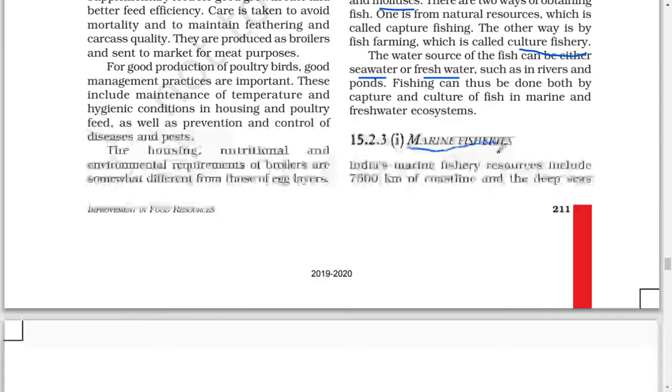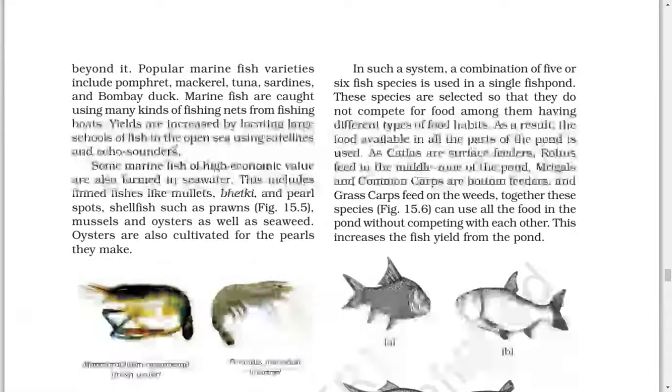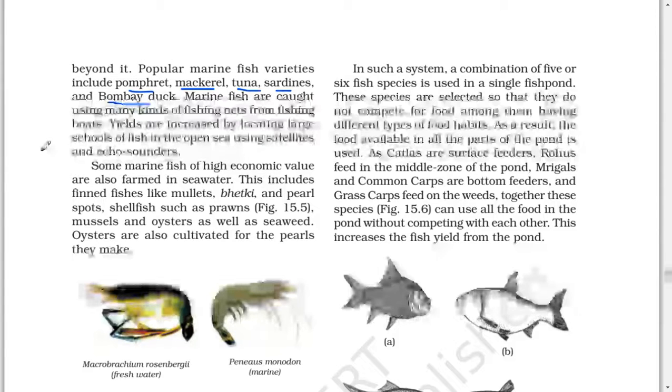Marine fisheries. India's marine fisheries resources include 7,500 km of coastline and the deep seas behind it. Popular marine fish varieties include pomfret, mackerel, tuna, sardines, and Bombay duck. Marine fish are caught using many kinds of fishing nets from fishing boats. Yields are increased by locating large schools of fish in the open sea using satellite and echo sounders. Some marine fish of high economic value are also farmed in seawater.